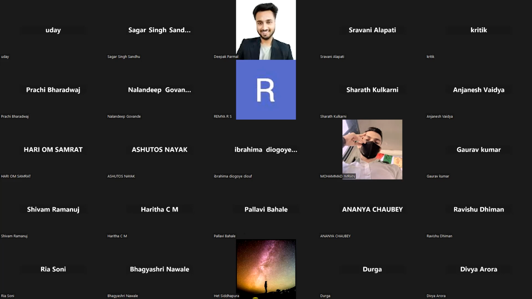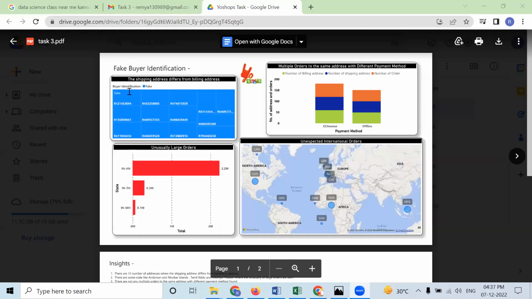Ma'am, is there a problem or everything seems okay? Yeah, ma'am, small problem is there. I will share the screen. Okay, this one is okay. Shipping address different from billing address, it is correct. And in this case, number of billing address, number of shipping address, number of orders is not required.